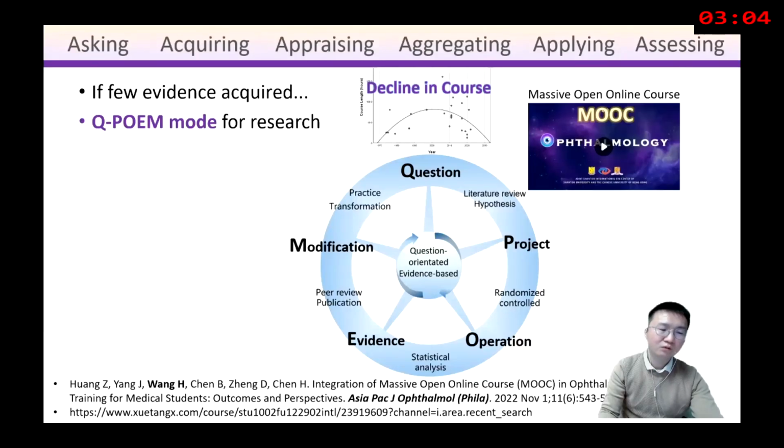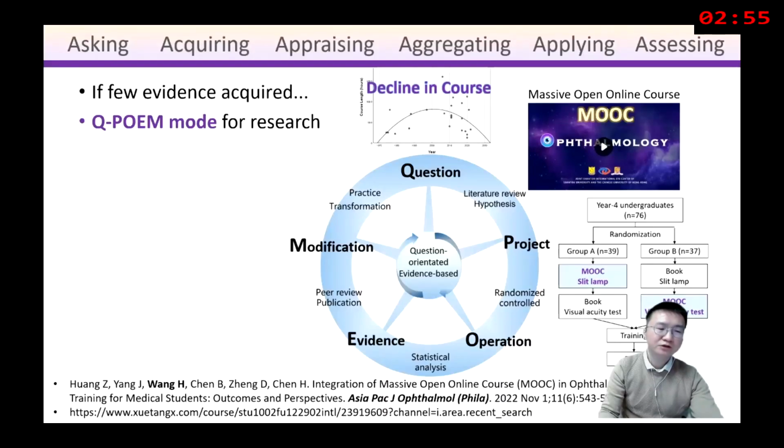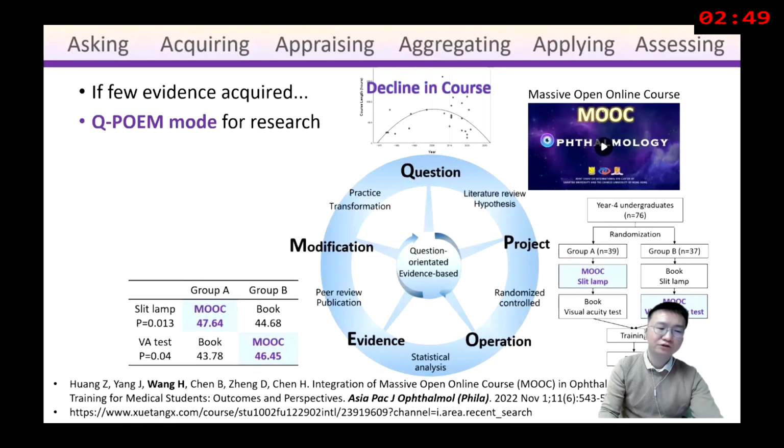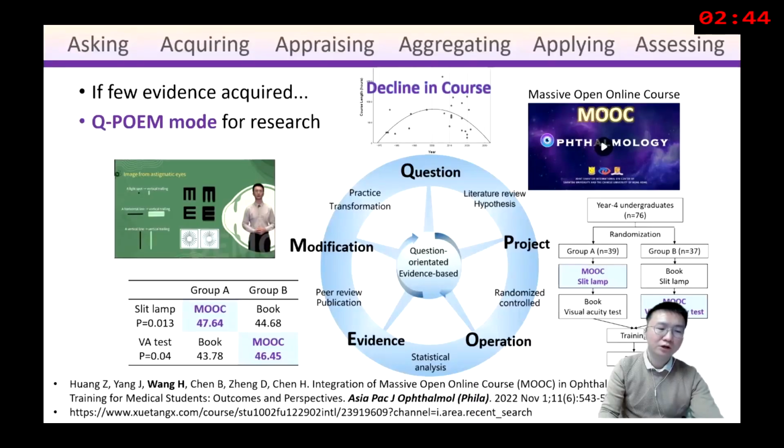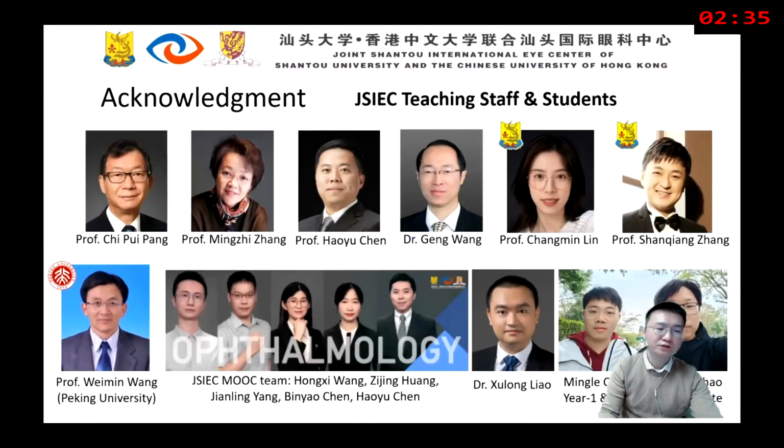We found MOOC was effective in other courses, so we constructed an ophthalmology MOOC. But that's not all. We designed a research project and operated the experimental study, collected data from the students and found evidence. And afterward, the MOOC is open to the students as an online learning resource. This organized evidence-based teaching is now widely implemented in our university, college, and hospital. I would like to express my gratitude to the JSIEC teaching staff and students for their contribution.